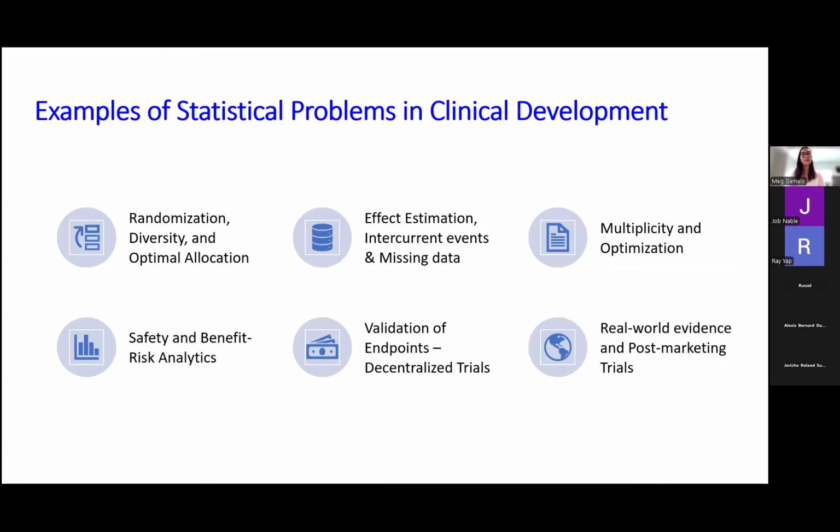So I'm going to provide some very detailed examples of statistical problems that we do in clinical development. Some of these I have already talked about in the previous slides, but I'm going to put a lot more color and detail into it. So for example, in recruitment, randomization, diversity, and optimal allocation, it could be, let's say, in multiplicity. Multiplicity is making sure that we're not making dubious claims into the data or the results that we see, as well as in pharmacovigilance, let's say post-marketing trials. Next, please.